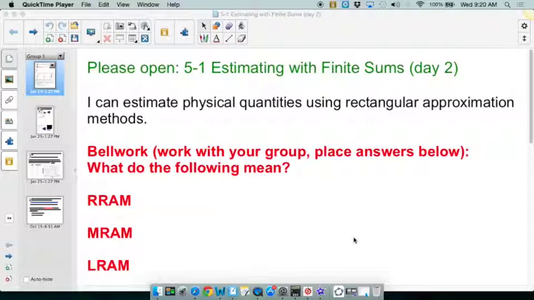Okay, so we are getting those terms down. We'll go over that today.